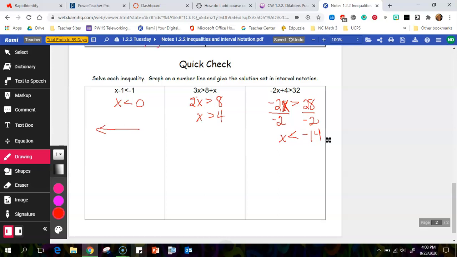All right, so this one, 0's there, open circle, and my arrow goes this way. So let's put 4 on a number line, open circle again. My arrow this time goes to the right. And they're all open circles. This one's open, and it goes to the left.